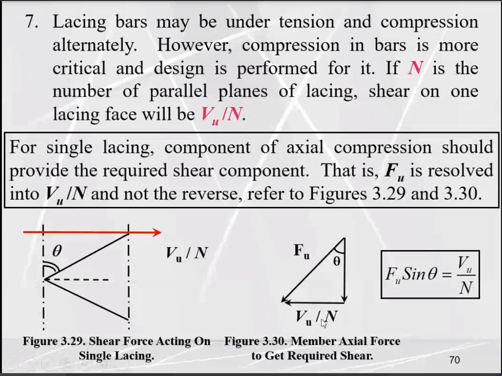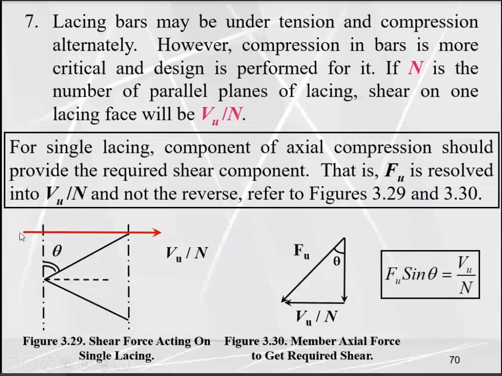So why are we dividing Vu by the number of planes? Because if one lacing is resisting the shear force at two planes, we need to divide it by 2. So we can determine the total force acting in the lacing, which is Vu over n. That will be equal to Fu sine theta equals Vu over n. It means that if we are provided with the Vu value, the compressive force which is acting in the lacing will be equal to Vu over n sine theta. And n is the number of planes at which a lacing is resisting the shear stresses.